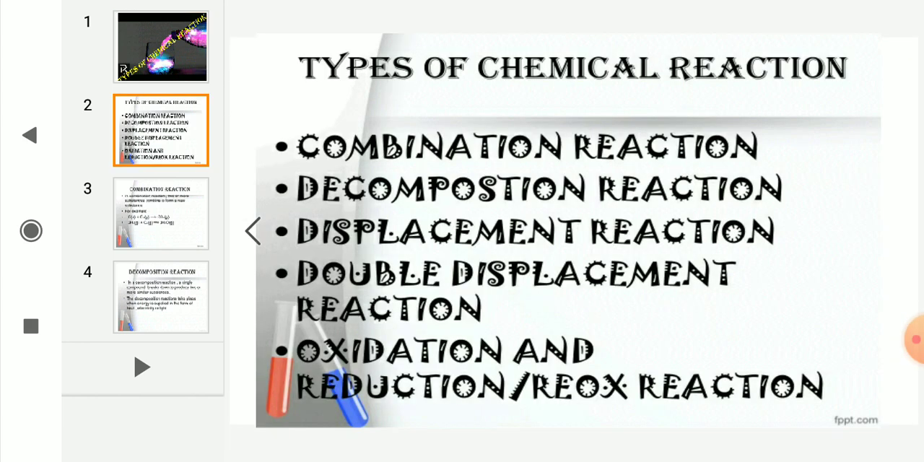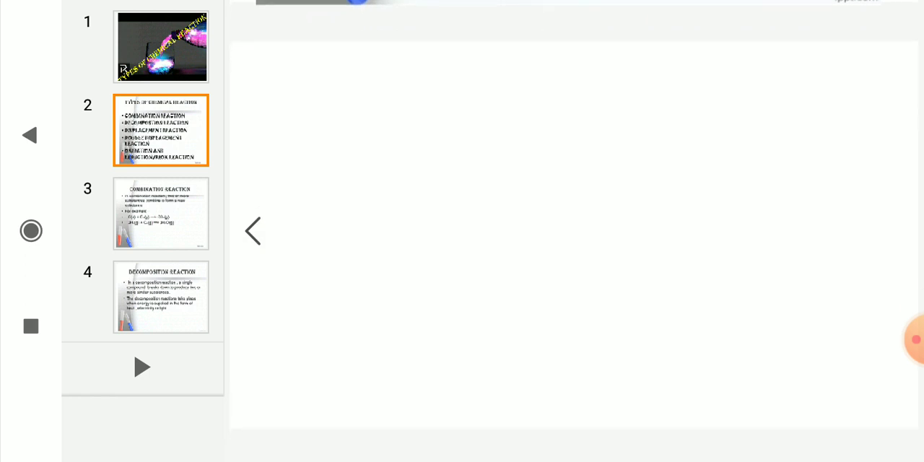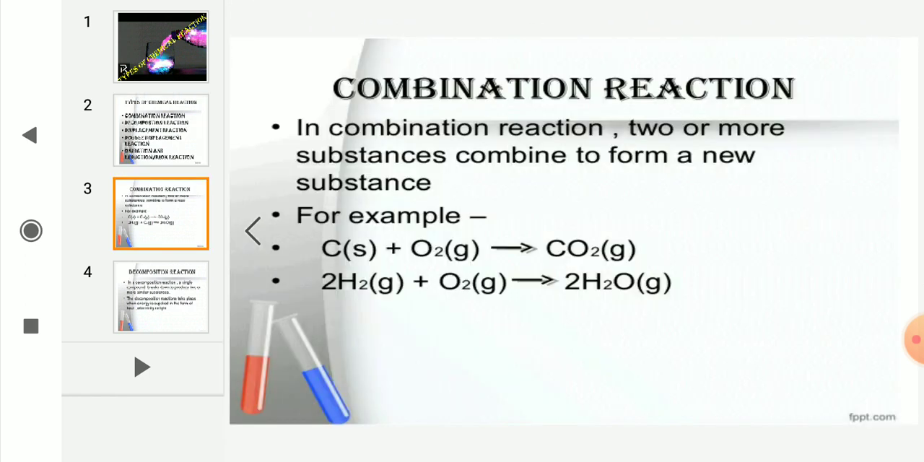Types of chemical reactions: combination reaction, decomposition reaction, displacement reaction, double displacement reaction, oxidation and reduction, next redox reaction. Let me explain each one with examples. The first one is combination reaction.